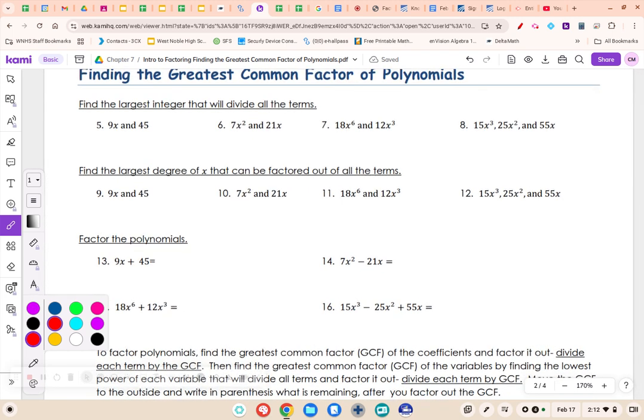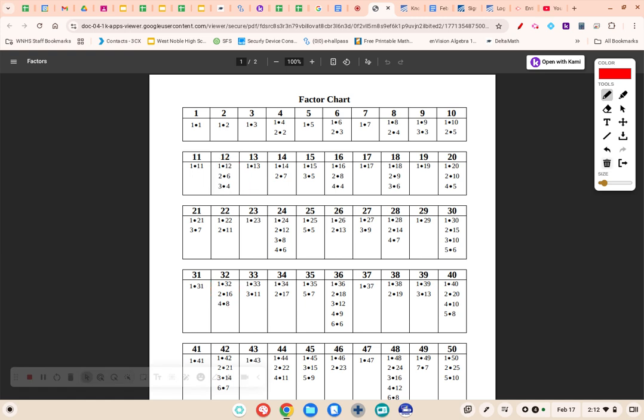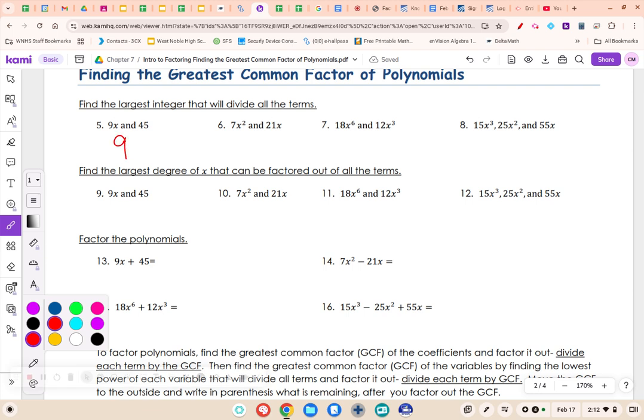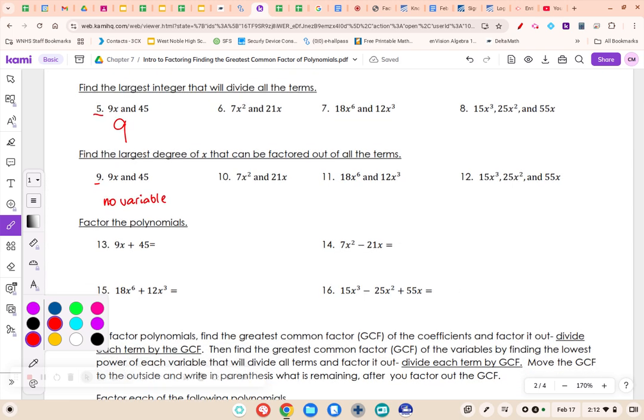If I look at my factor chart, I notice between the numbers 9 and 45, they share the factor 9. So that's the biggest number I'm going to pull out. I'm actually going to skip down to question 9. I'm just going to do these parts all together. I noticed that both terms don't have a variable, so there's no variable that I can pull out. So now I'm going to skip down to question 13.